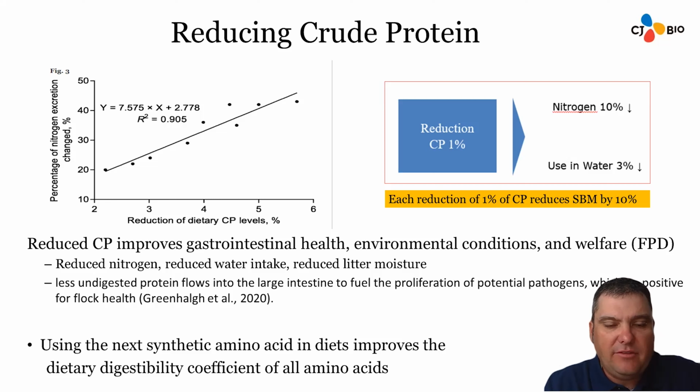The graph on the left is a regression curve from a different study, regressing the reduction of crude protein to the change in nitrogen excretion. And these authors reported an 8% reduction in nitrogen excretion for every 1% reduction in crude protein intake.